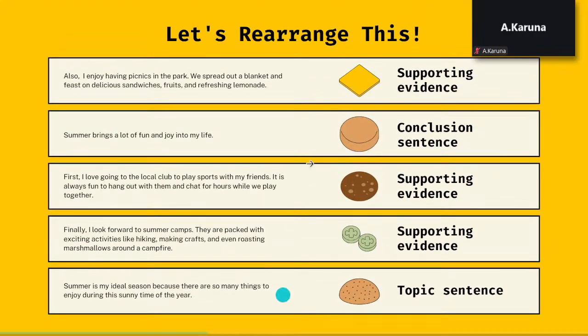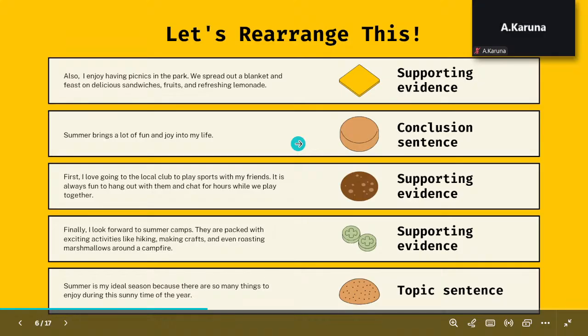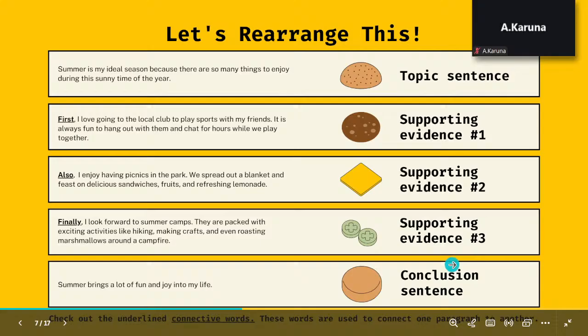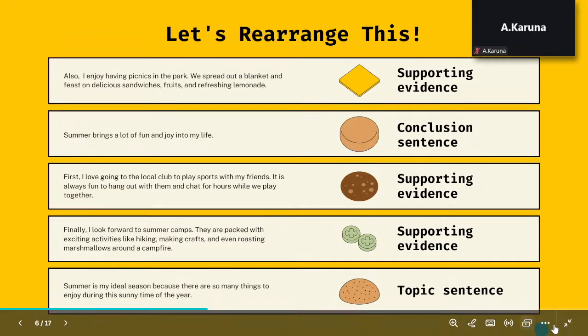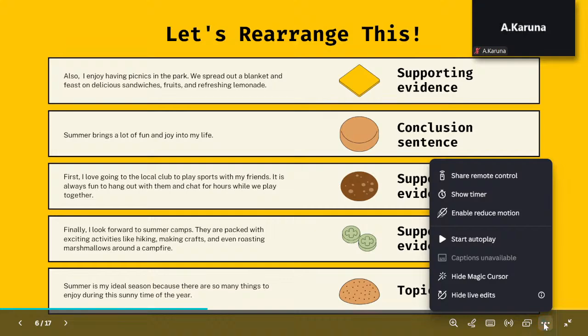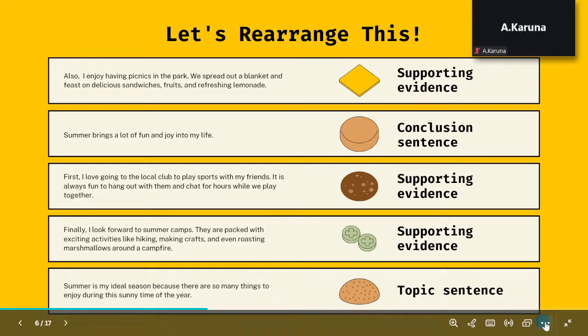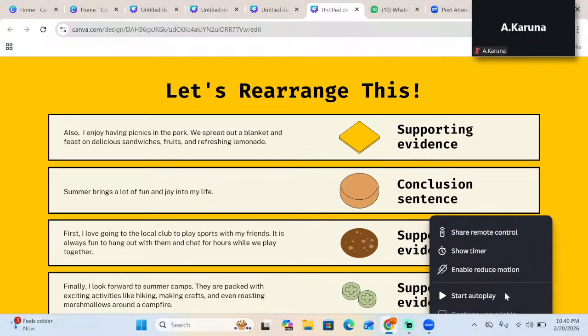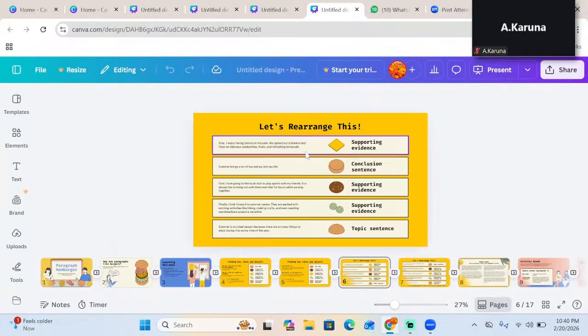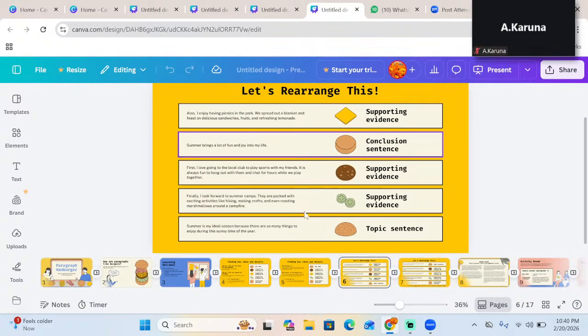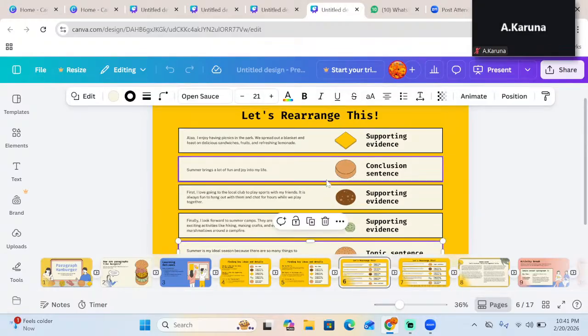So now let's rearrange this. So what do we start with first? Oh, sorry. Let's do it. Let's rearrange it. So what's first? Well, what's first in a burger? Your top bun, right?